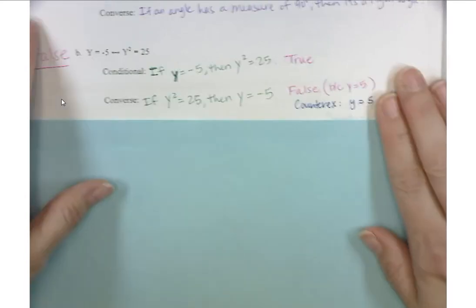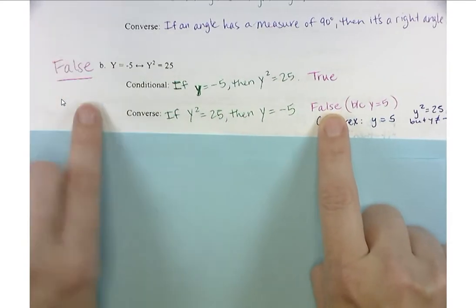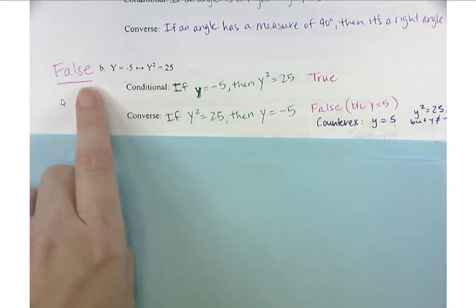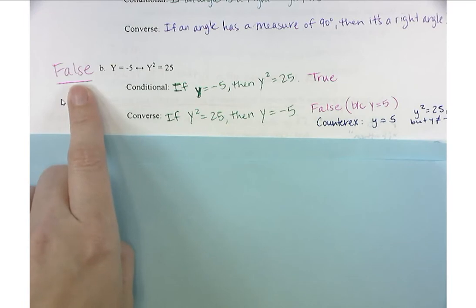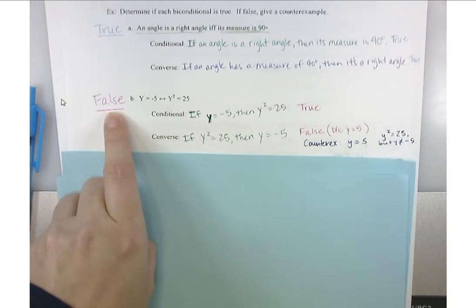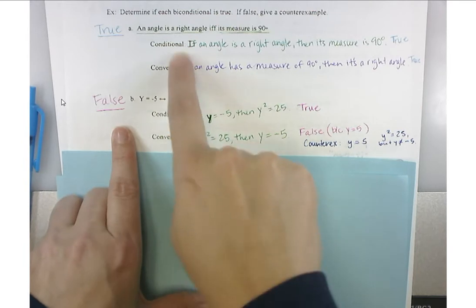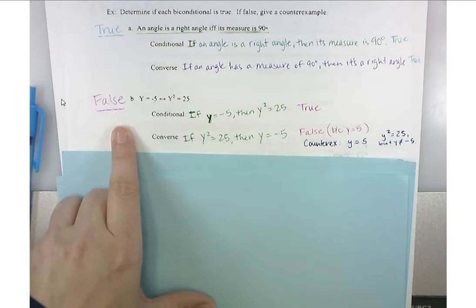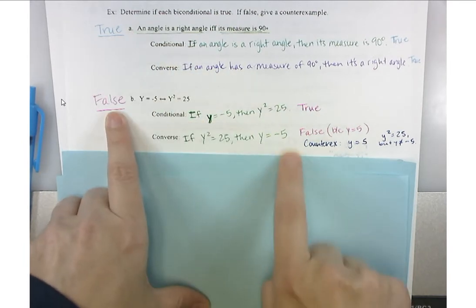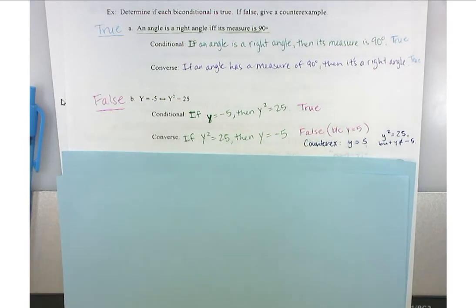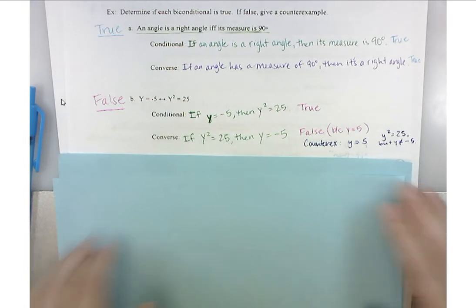Okay, so if the conditional is true and the converse is false, the biconditional is false. In order to be true, they both have to be true. If it's false, just one has to be false. So true, both have to be true. False, just one has to be false. Okay?